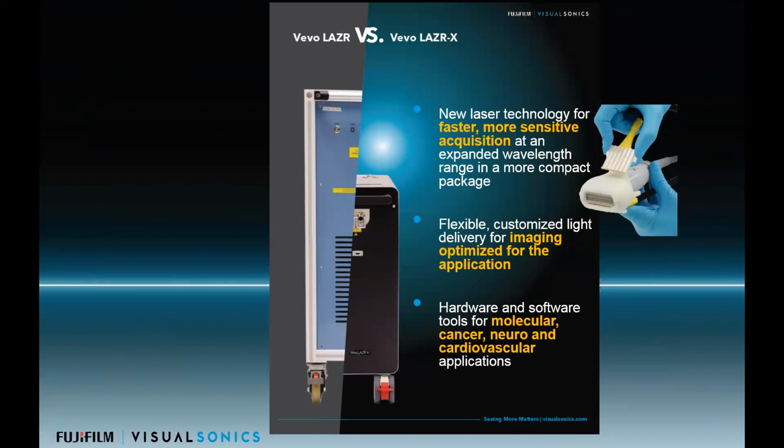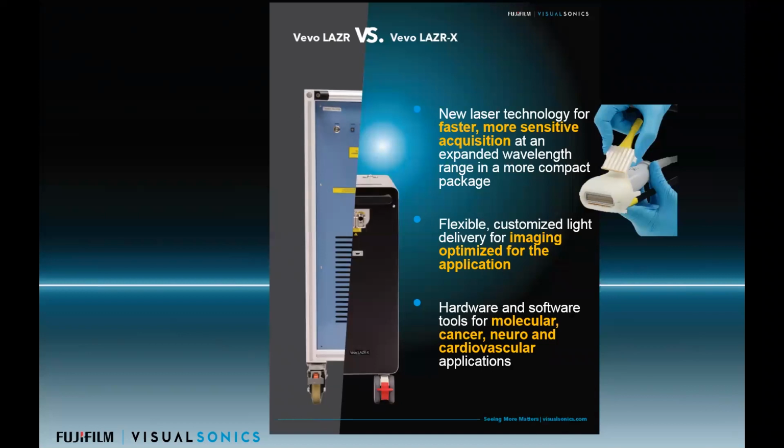There's significant improvements between the Vevo LAZR and the Vevo LAZR-X system. And what we're kind of showing here are the two lasers, actually. The laser technology, which is the core of the photoacoustic imaging technology, is really about the laser. And the new laser, we have new laser technology. It's much faster imaging. Much more sensitive as well. There's higher energy that gives us much better sensitivity. As you can see here, it's also a lot more compact, so a lot more maneuverable.